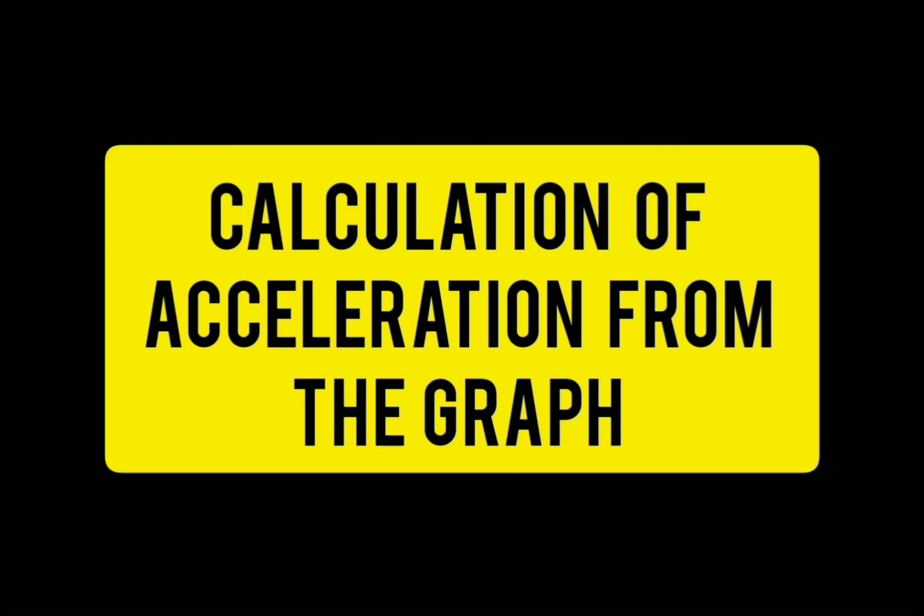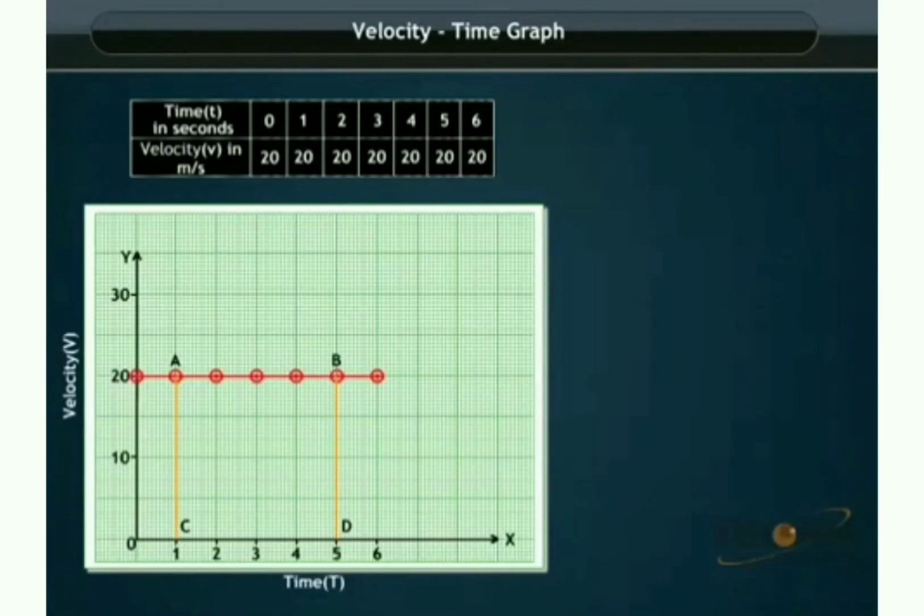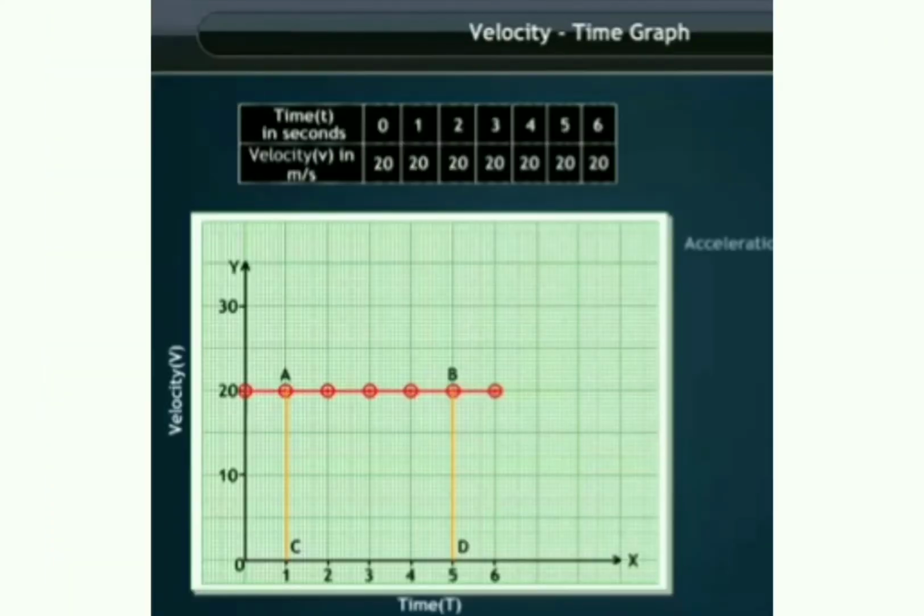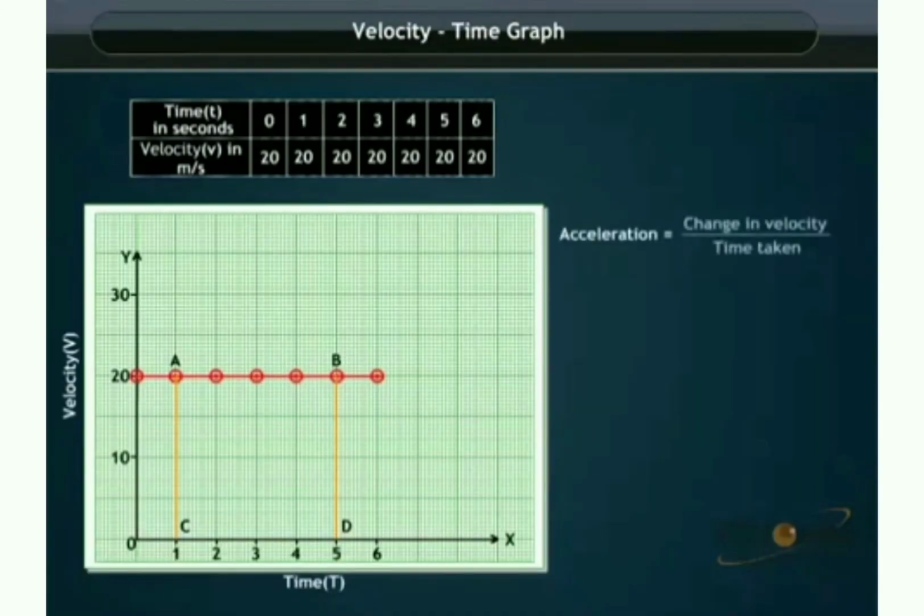Next one. Calculation of acceleration from the velocity time graph for uniform motion. In this graph, we can see that the velocity is not changing with time. Acceleration is defined as the rate of change of velocity. In this case, the change in velocity is equal to 0. Then the acceleration is also 0. For uniform motion, the acceleration of an object is 0.